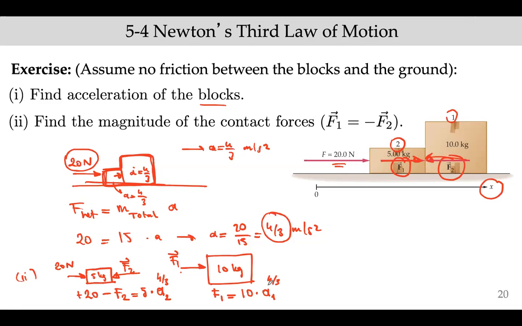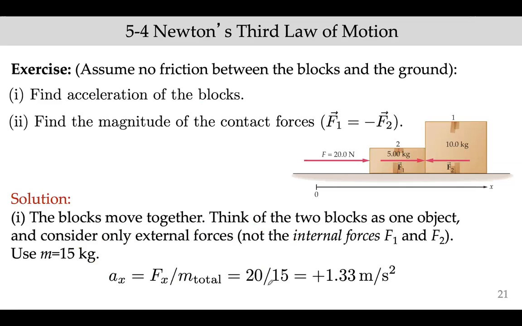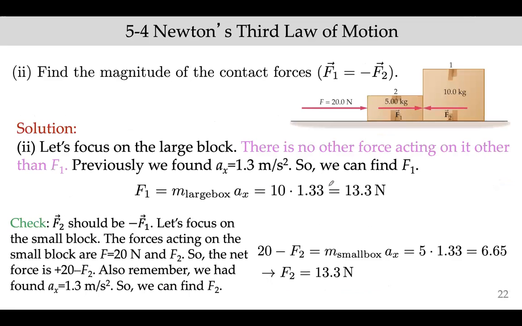Let's look at the solution. So in the first part, we used the total mass, so M total. M total was 15. And so we did 20 divided by 15. So we found the acceleration to be 1.33 meters per second squared. Now in the second part, which is about finding the contact forces between the blocks, let's move to the other page.